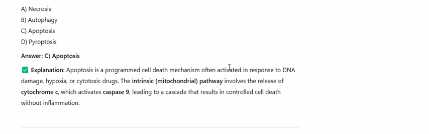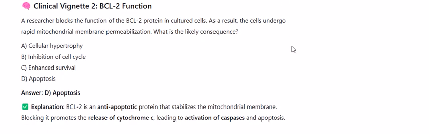A researcher blocks the function of the BCL2 protein in cultured cells. As a result, the cells undergo rapid mitochondrial membrane permeabilization. What is the likely consequence? A. Cellular hypertrophy. B. Inhibition of cell cycle. C. Enhanced survival. D. Apoptosis.